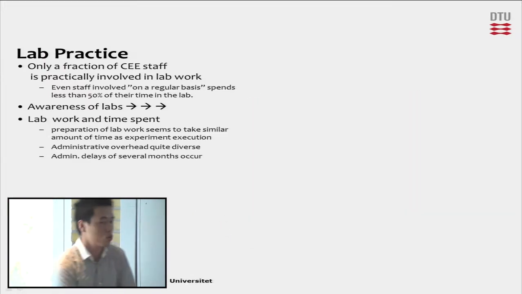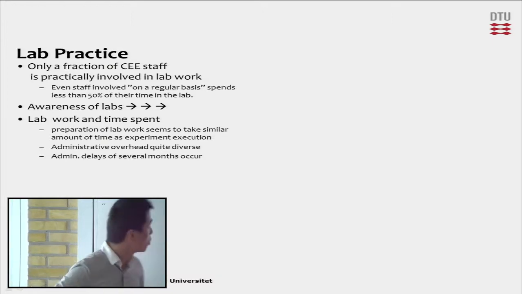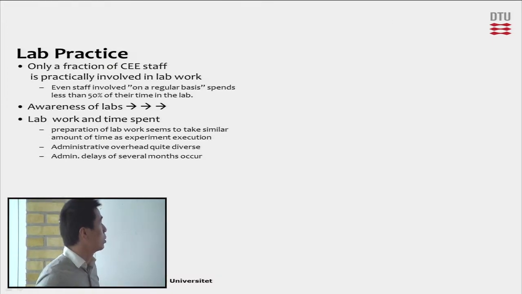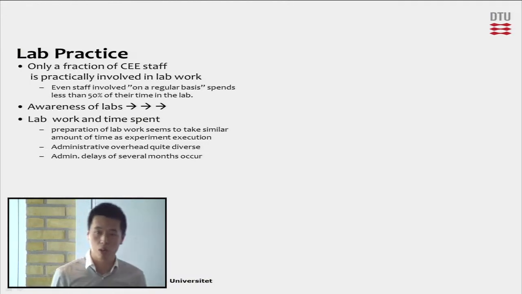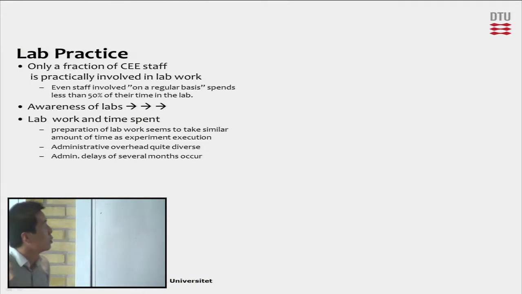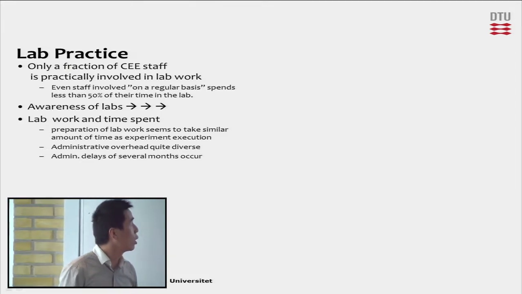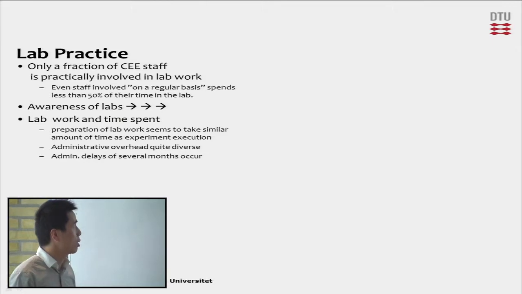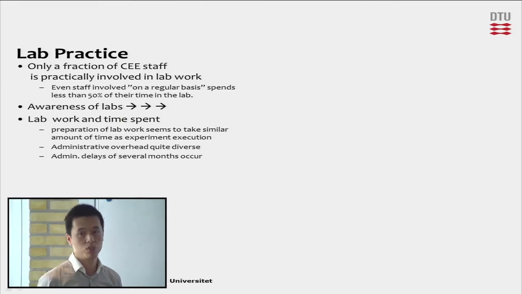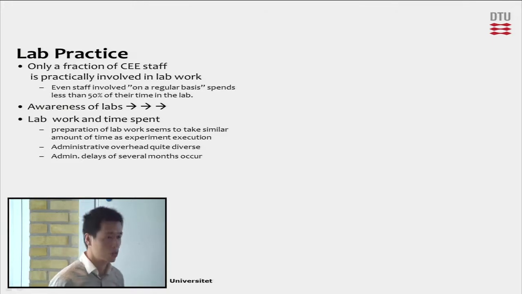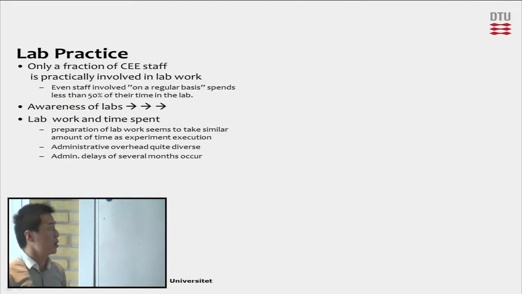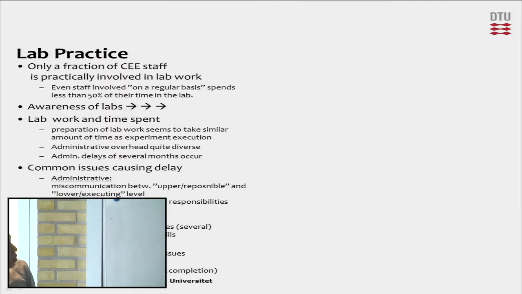Furthermore, we also try to learn some factors regarding the time spent on doing lab work. We find that the preparation of the lab work seems to take similar time as experimental execution. Furthermore, we find that the administrative overhead time is quite diverse for different people. They have different time on this issue. Yeah, it happens that there are several months of delay due to administrative issues.